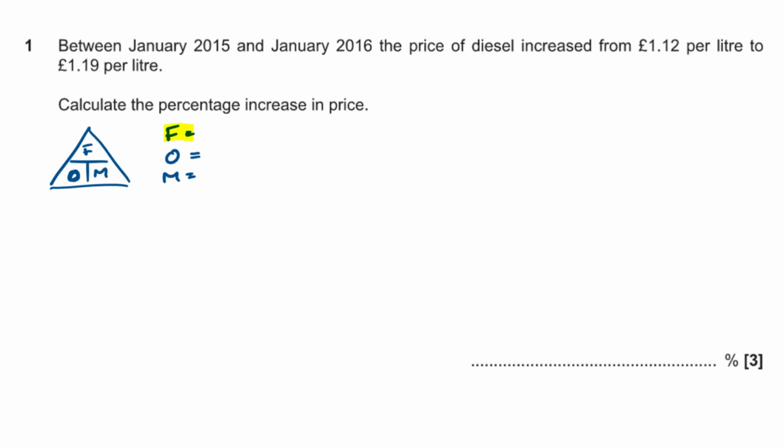Okay, so what does the F stand for? F stands for final, so it's the last price. It's going to be that one there, £1.19. It increases from £1.12 to £1.19, so £1.19 is the end price, or the final price. O stands for the original. Okay, so what was it to start with? It was £1.12 per litre, wasn't it? So that's our original price. That's going to be £1.12. And then multiplier, well, that's what we're trying to find, isn't it?